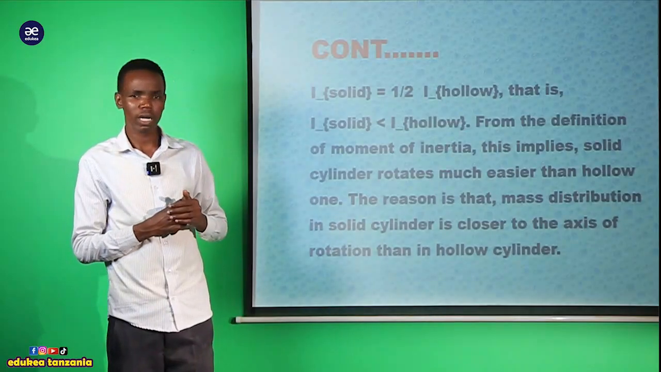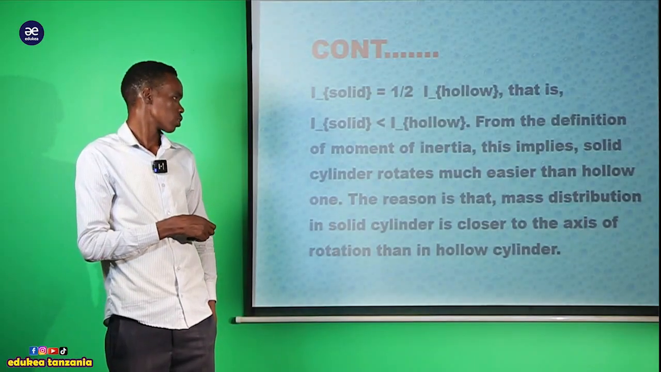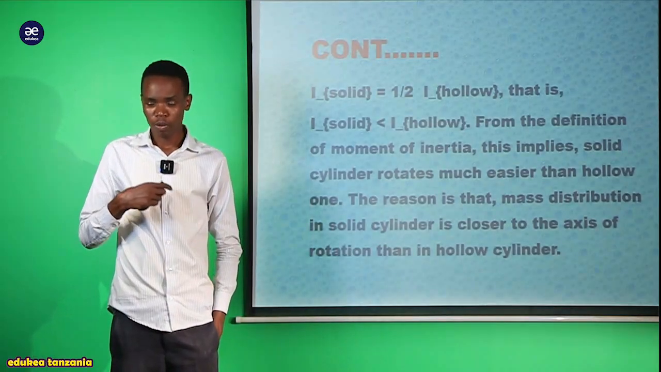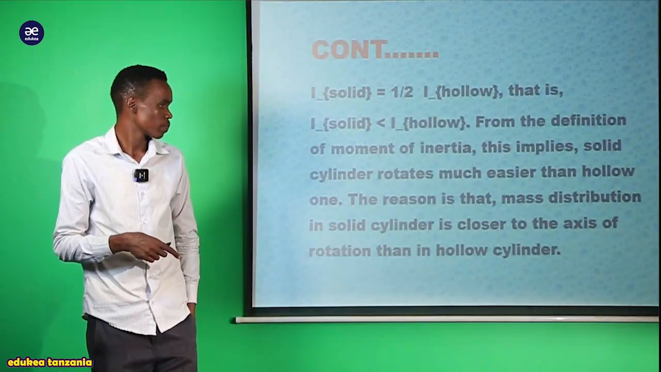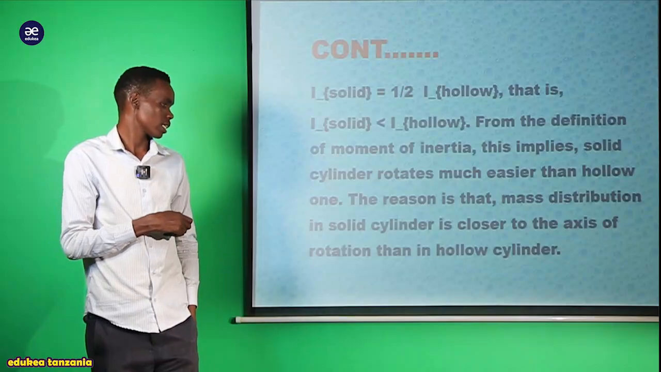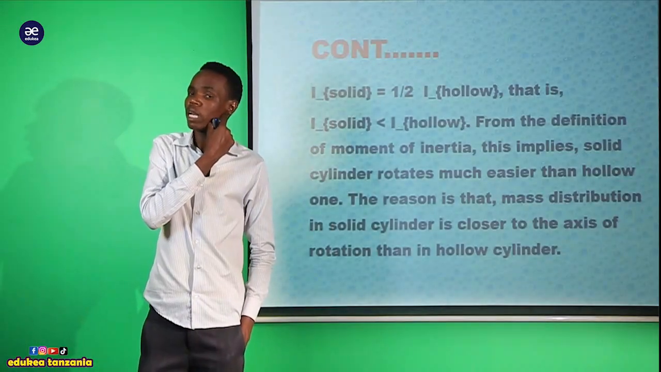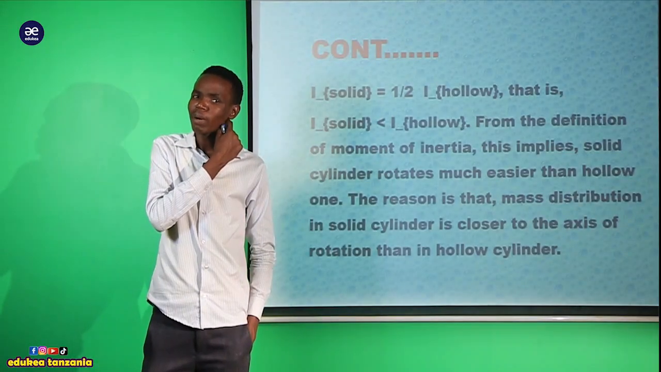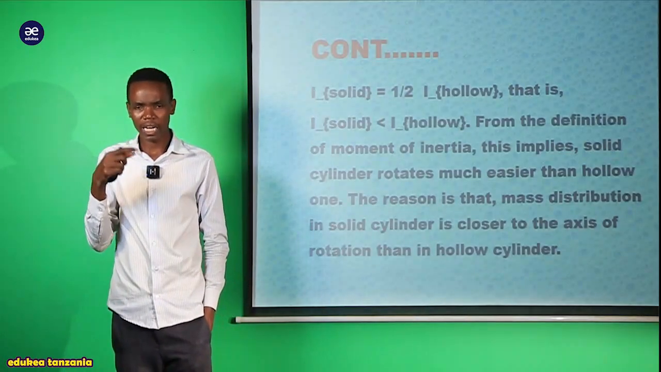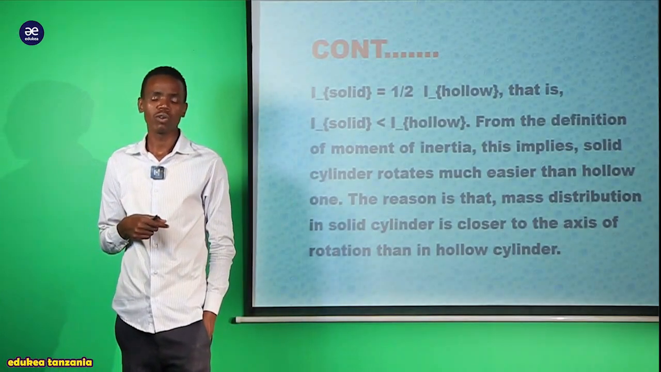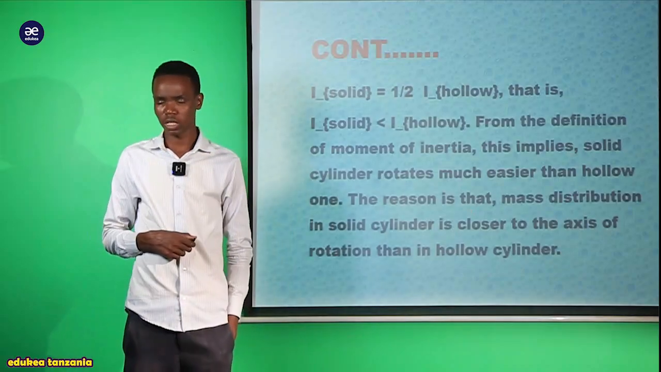we should conclude by using the definition that the solid cylinder rotates much easier than the hollow cylinder. Kwa ile kwa sababu ina masi ndogo, kama itakuwa na masi ndogo, basi itakuwa na uwezo wa kuzunguka kwa haraka zaidi ukilinganisha na ile hollow cylinder.